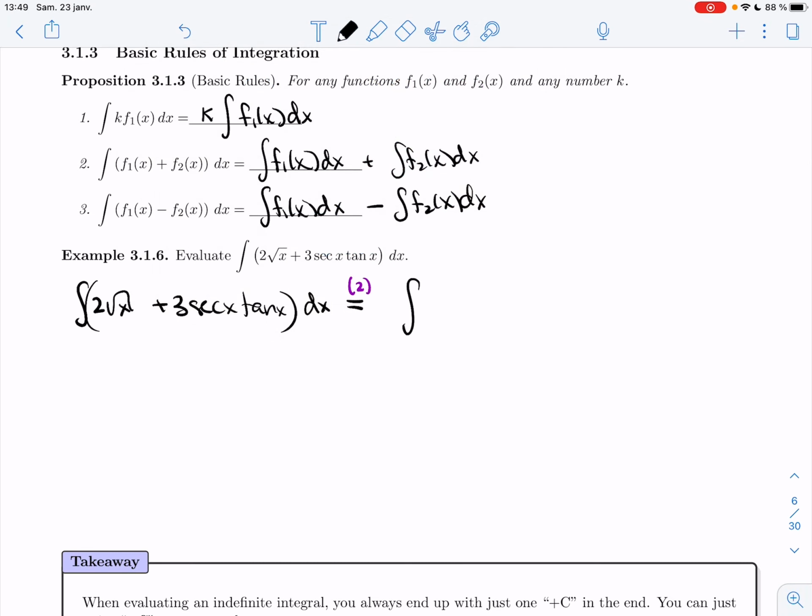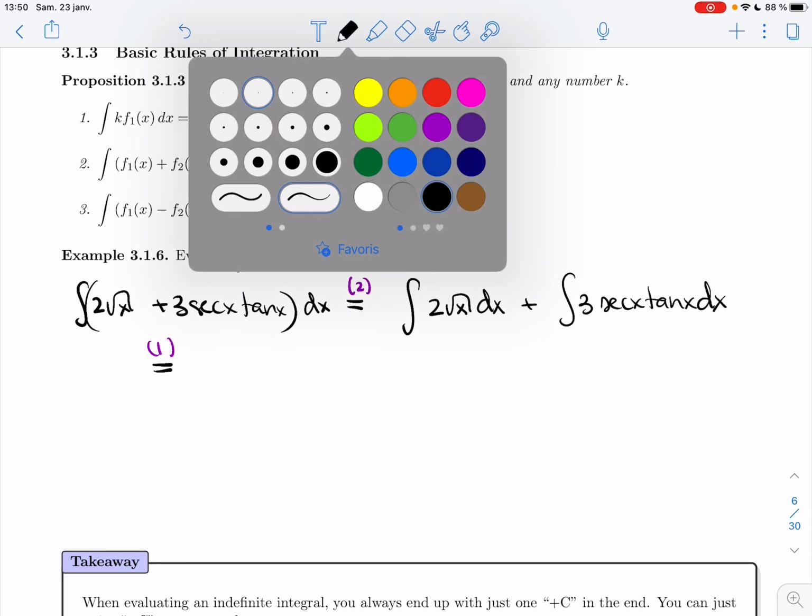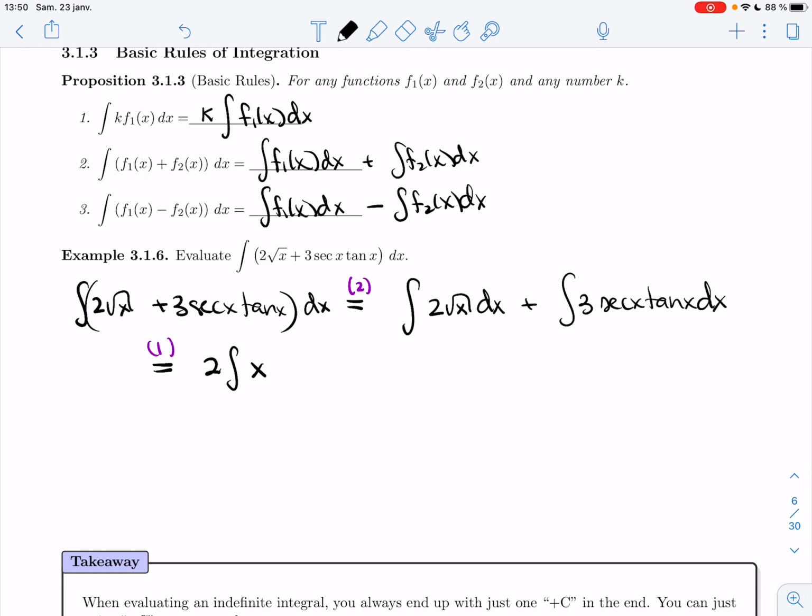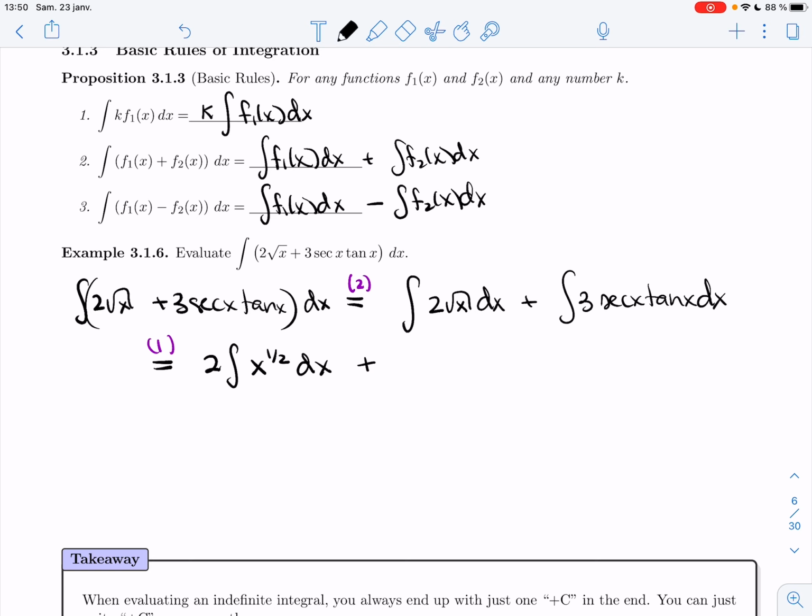I'm going to have the integral of 2 root x dx plus the integral of 3 secant x tan x dx. Then for each of these, I have a constant in front. I'm going to pull it up. So that's going to be property 1. I'm going to pull up the constant, so I'm going to get 2. Let me write root x as x to the 1/2. I find it easier to integrate it that way. And then I'm going to pull out the 3 from the second integral and have secant x tan x.